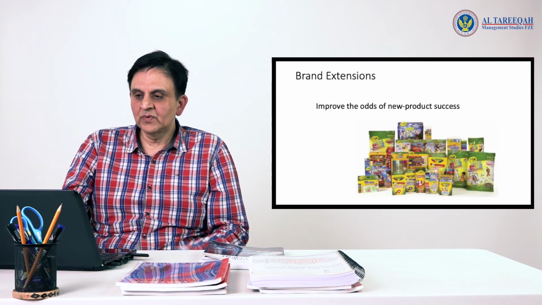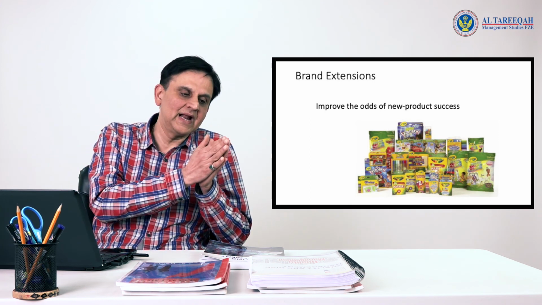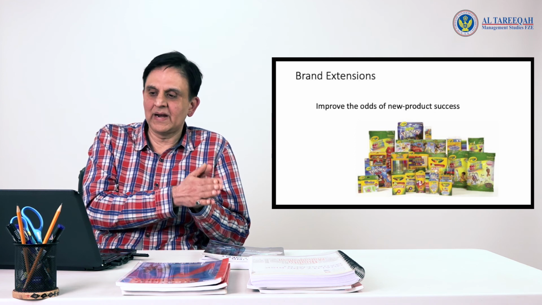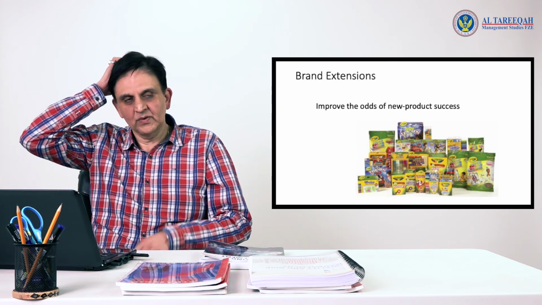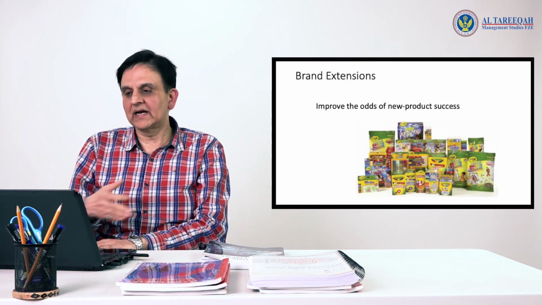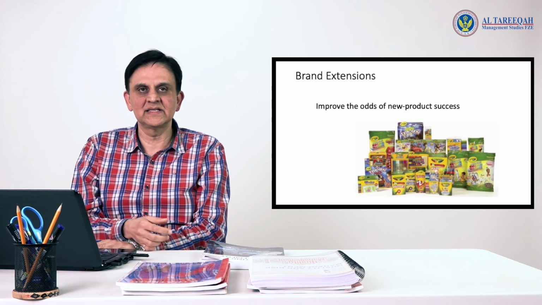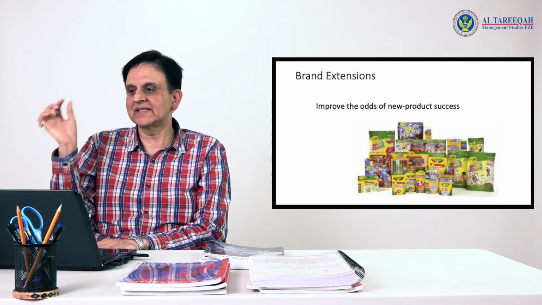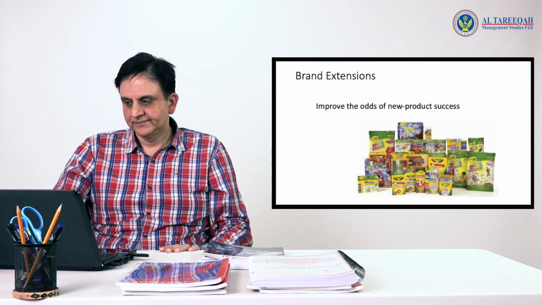Brand extensions improve the odds of new product success because you're exploiting the mother brand and you're using the mother brand to create that extension. So you have Cadbury's fruit and nut, Cadbury's hazelnut, Cadbury's dairy milk, and the mother brand in this case is Cadbury's, and you have various extensions that you are using for the brand.